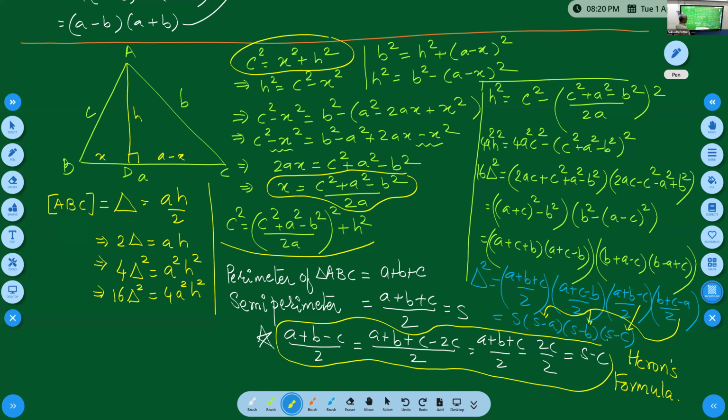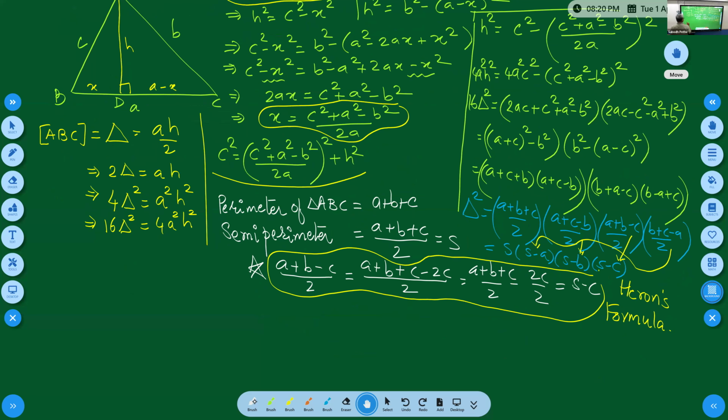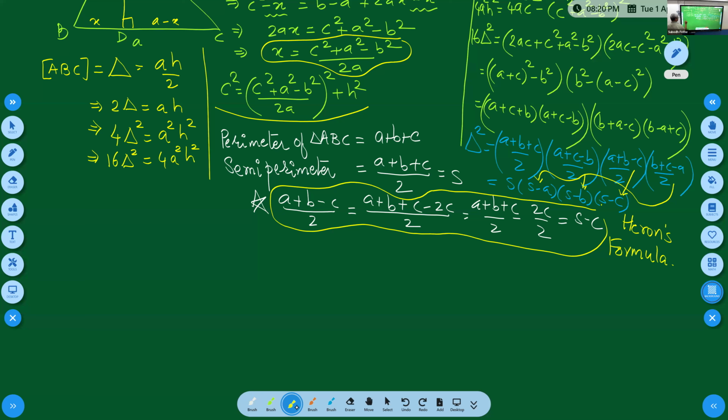Okay, so it is time to give you some numericals. Find area of triangle whose sides are 13, 14, 15.